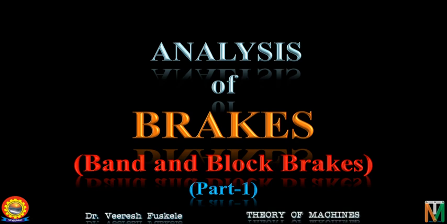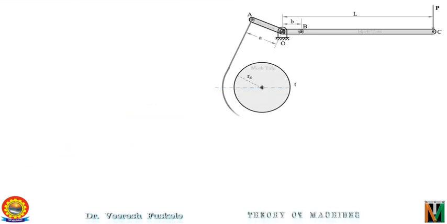Now in today's lecture, we will learn about the band and block brake, which is the combination of both band brake and block brake. So let us see how the band and block brake looks like. So this is the drum, and this is the lever and the band, and these are the blocks which are placed in between the band and the drum.